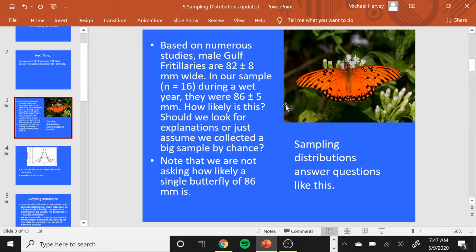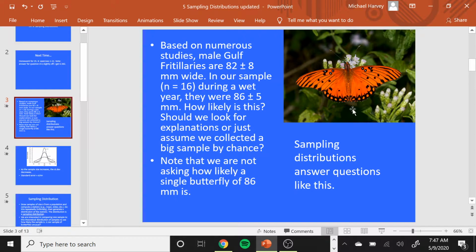So what we're going to do today is look at sampling distributions, because we rarely work with samples of just one. Usually we have large samples. If we were studying these Gulf fritillaries, we might go out and collect about 16 of them and see what their average wingspan is.